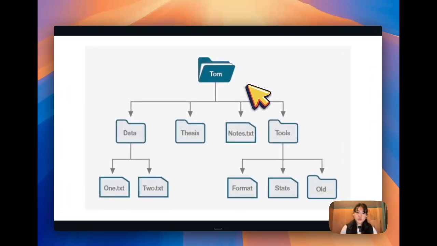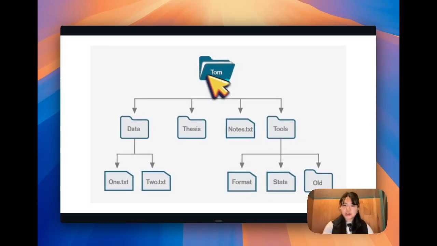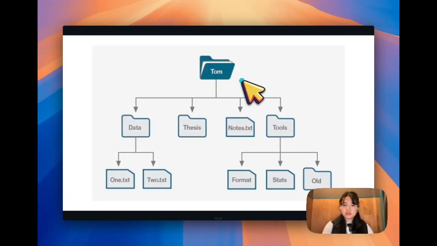Here's what an actual file system might look like on a computer. In this case, the root directory is a folder called Tom. Within Tom, there are 3 subdirectories or child directories called data, sys, and tools. Notice that notes.txt is not a directory, it is a file. And therefore, it cannot have subdirectories within it. However, things like tools and data do have other things inside them.